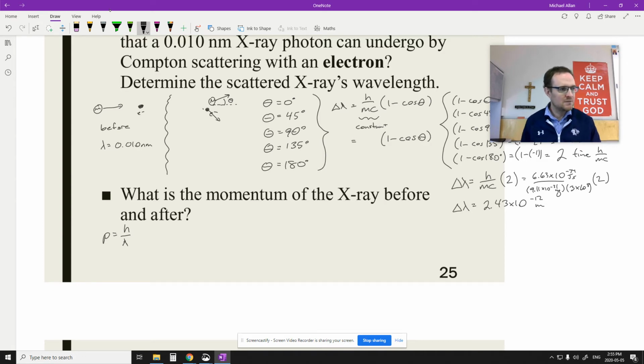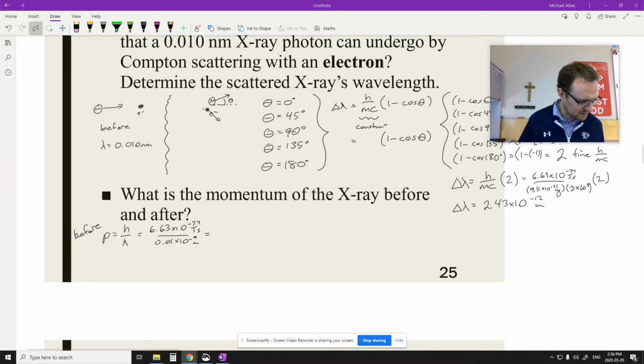The momentum of this wavelength before is pretty easy because they just give us the wavelength up there. So I'm going to use 6.63 times 10 to the negative 34 joule seconds divided by 0.01 times 10 to the negative 9 meters. This is going to be before the collision. Oh, just 1 second, I lost my calculator. Okay, I got my calculator here.